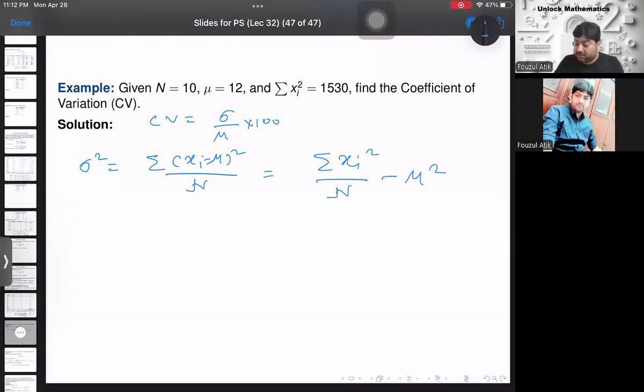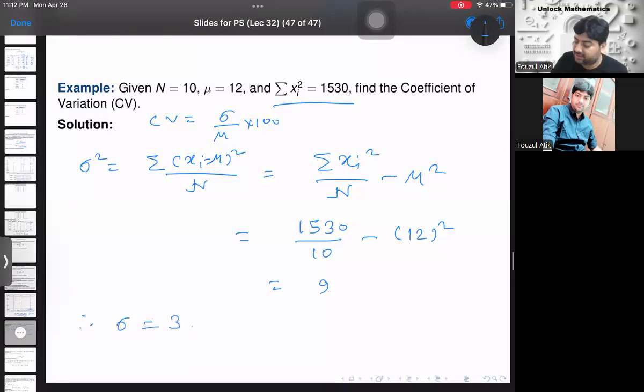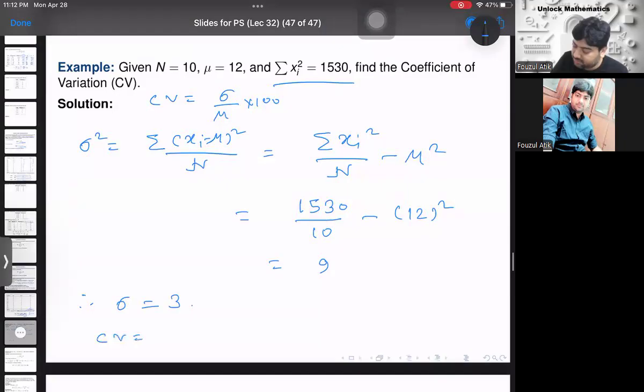This formula we know. Now what other things are given? Summation of xi square is 1530, divided by n, and n is 10. What is mu? It is 12, squared. If you simplify it, you get the value 9. Then what is the sigma value? Sigma is 3. And then what is the CV value? CV is equal to sigma divided by mu, and mu is 12, into 100. So 3 fours are 12, then 425. So this is 25%. So the coefficient of variance is 25%.